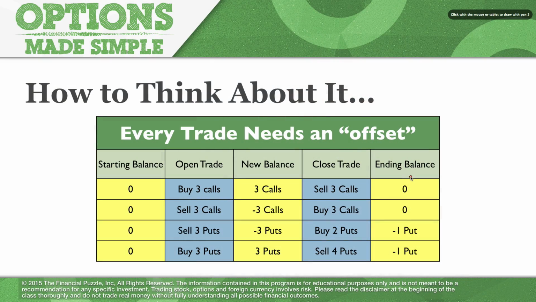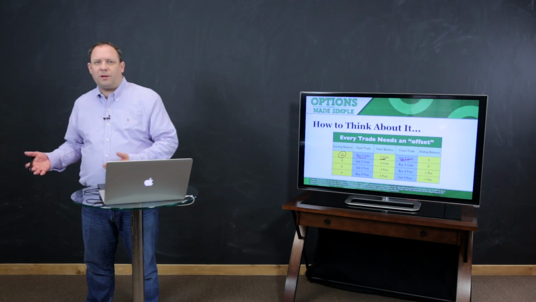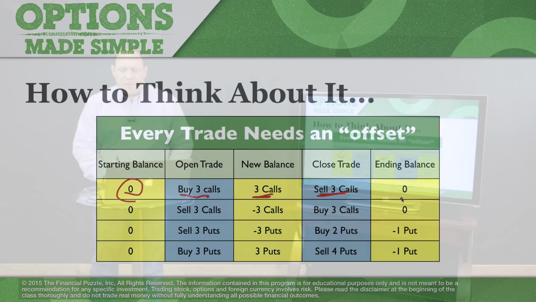So here's what you need to think about. Every trade needs an offset. And if you offset more than you initially got into, then you'll just end up with a deficit in the other direction. So let's look at some principles here. Let's say your starting balance is 0 and you go out and buy 3 call options. Well, your new balance is you're going to have 3 calls. Well, if you go to close the 3 calls that you bought, you need to sell the 3 calls. That's pretty basic common sense. You buy 3 calls, you go sell 3 calls, now you're back to an ending balance of 0.